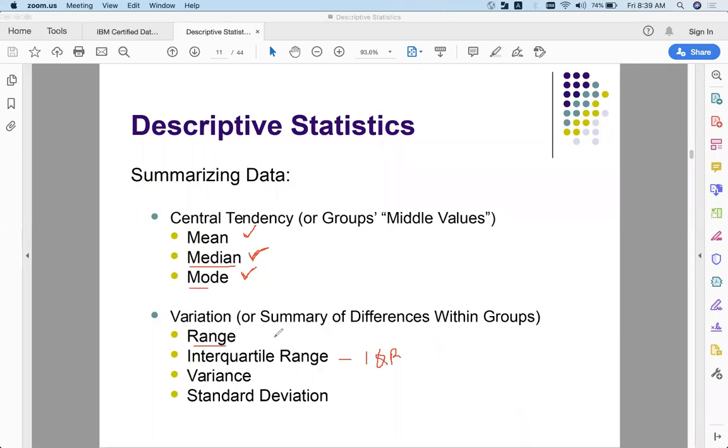Then range is basically maximum minus minimum. IQR I'll explain when we discuss the box plot. Variance is basically, you take the reference as the mean, and it is something like this: sigma of (x minus mu) squared. If you're discussing the population, then it is divided by n. If you're discussing a sample, it is divided by n minus 1. Standard deviation is nothing but the square root of variance. So if you want to figure out standard deviation, you have to take the square root.